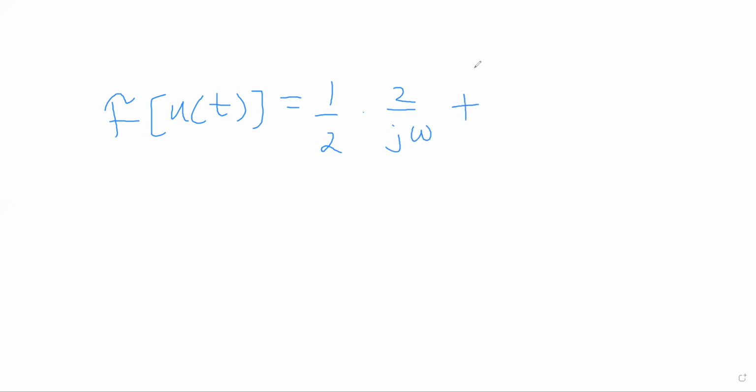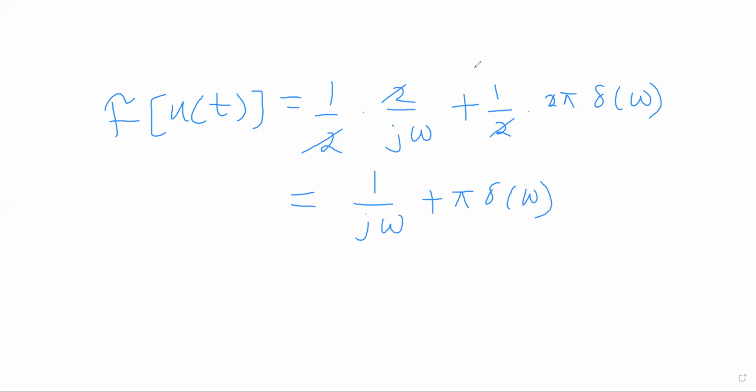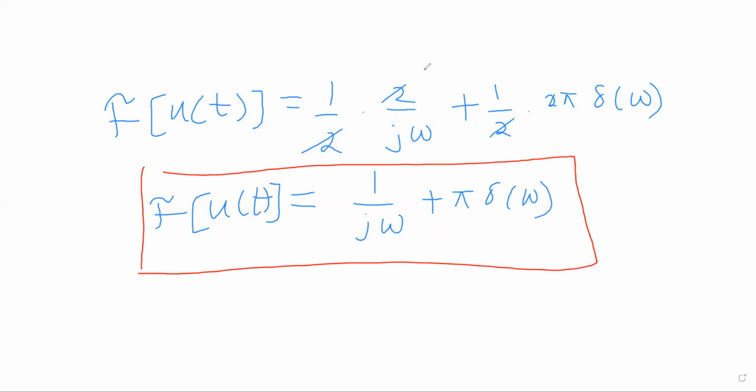And what is half into the Fourier transform of 1? That is 2 pi into delta omega. Hence we can cancel the 2 over here and write it. The Fourier transform of the unit step function is 1 by j omega plus pi delta omega. So that is the Fourier transform of the unit step function.